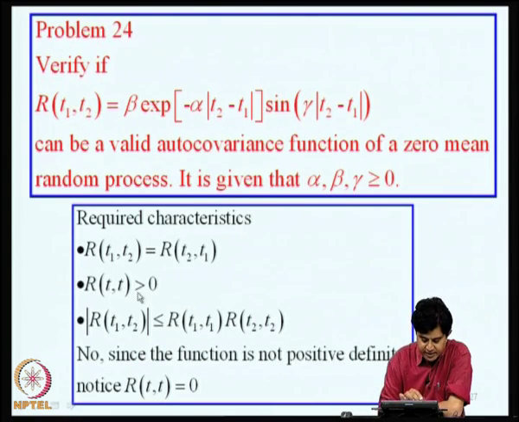Now, R(t, t) should be greater than 0. If you see here, there will be a problem because sin γ·0 is 0. So, the variance becomes 0. Since the function is not positive definite, the answer to this question is that this cannot be an autocovariance function of a random process.